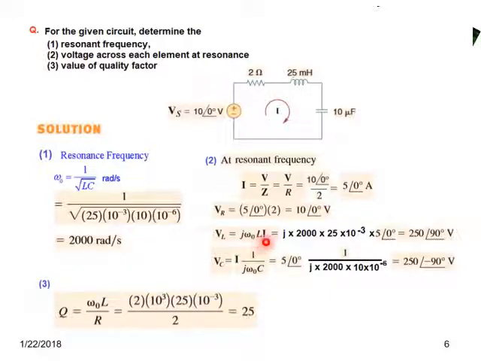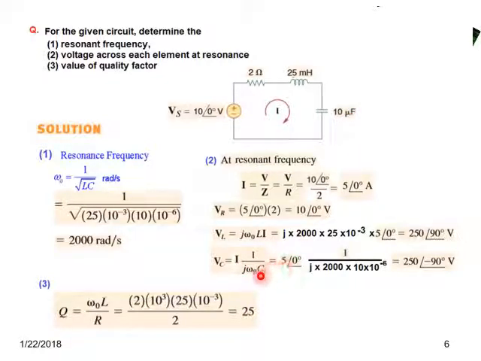VL is I multiplied by ZL, which is j omega L. We have the value of omega, L is 25 millihenry, and I is 5 ampere. Solving this equation, we get 250 with angle 90 degree.